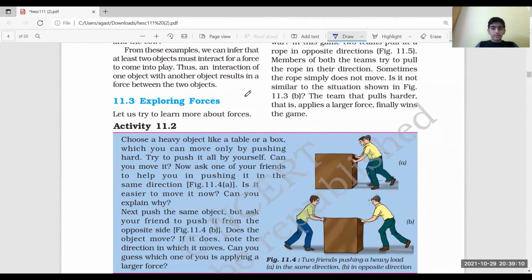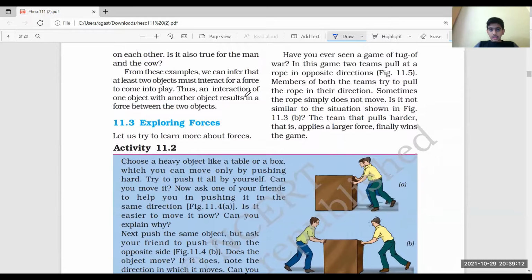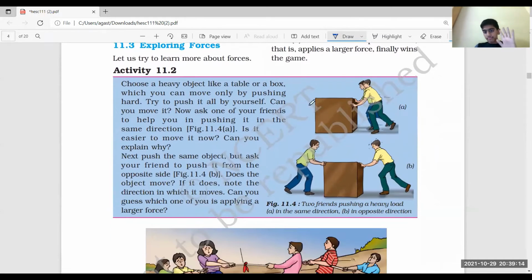And now let's explore forces. There is an activity over here, and you can see pictures A and B in the figure.